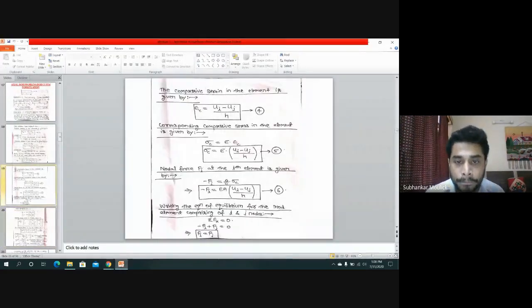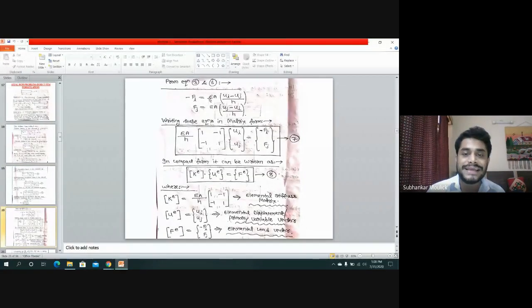So, minus Fi is E into A, Ui minus Uj by H, and Fj is E into A, Uj minus Ui by H. Now, I told you in the last class that in FEM, due to the complexity of the geometry, I solve the entire geometry in terms of matrix equations. At present, I have two equations, one of Fi and another of Fj. Let us convert these two equations into matrix form.